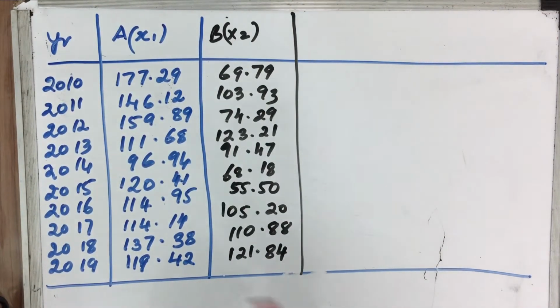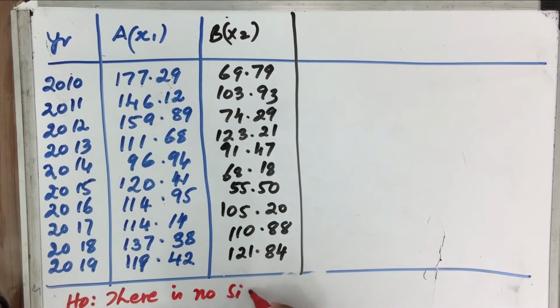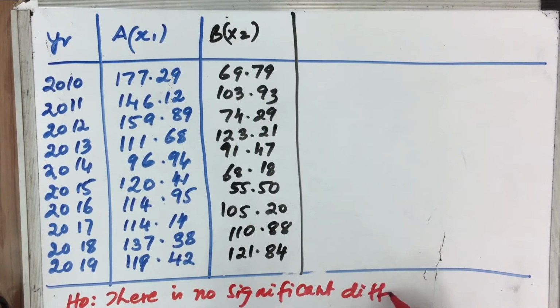Prior to this calculation, first of all we need to make a hypothesis. We will make a hypothesis that there is no significant difference in the rainfall in the two places. Let us write it here: there is no significant difference in rainfall. This is what we need to prove. There is no significant difference in the rainfall in two different places.